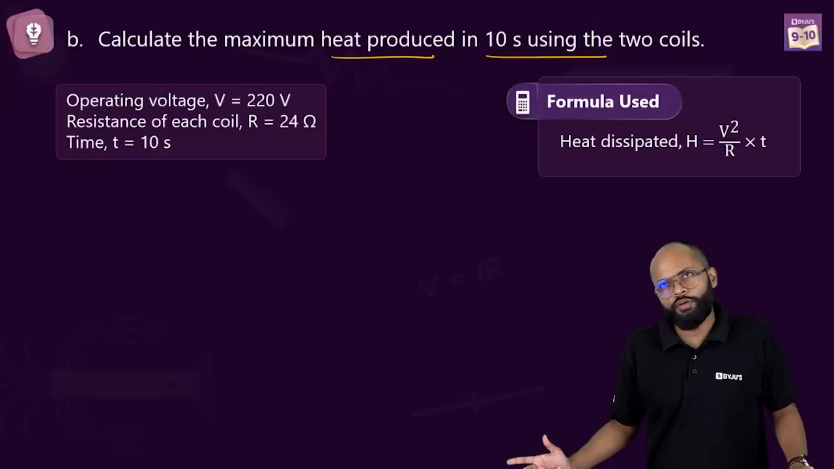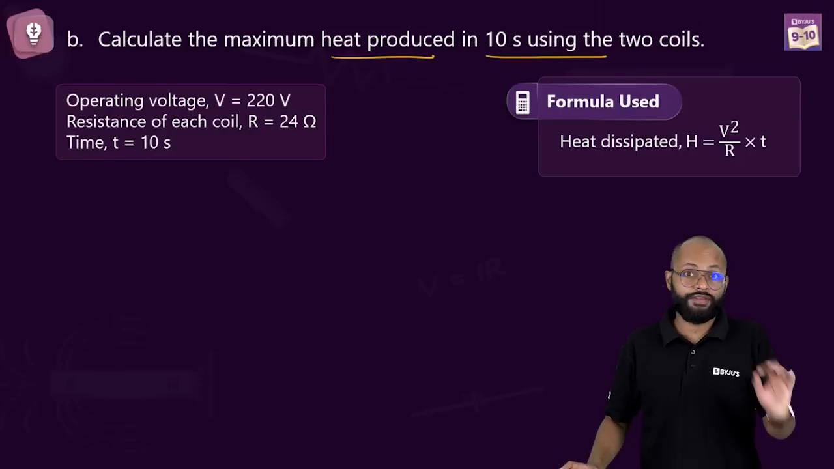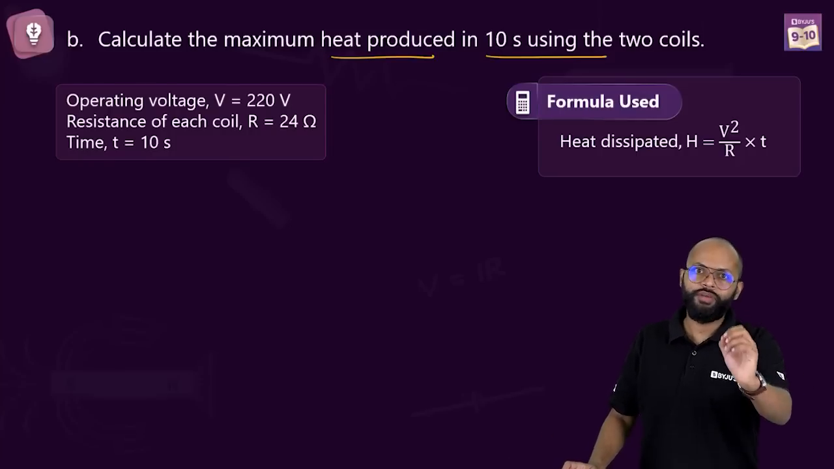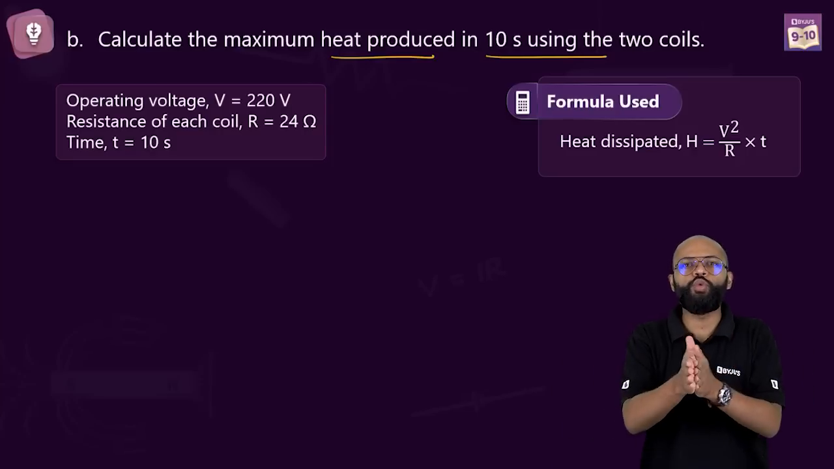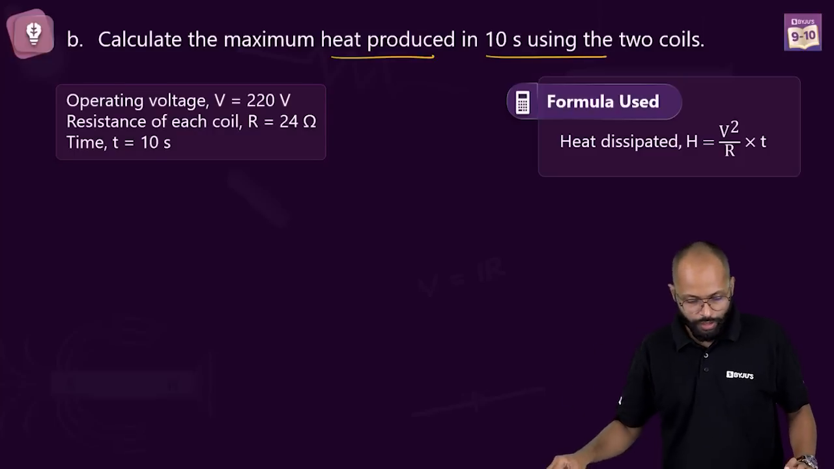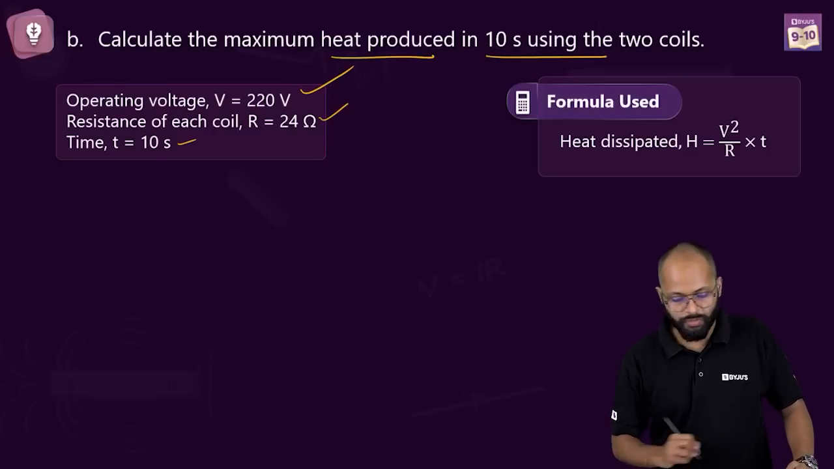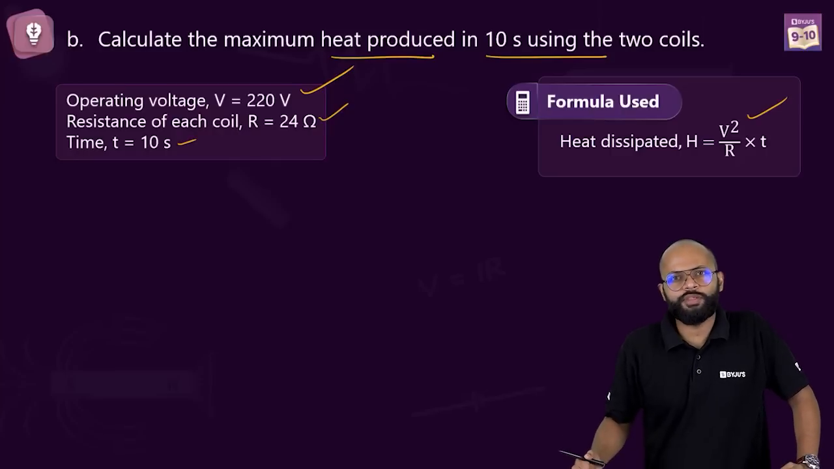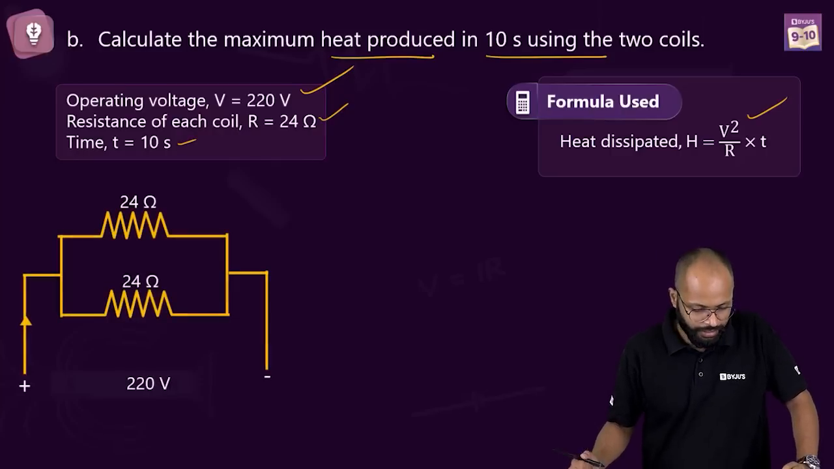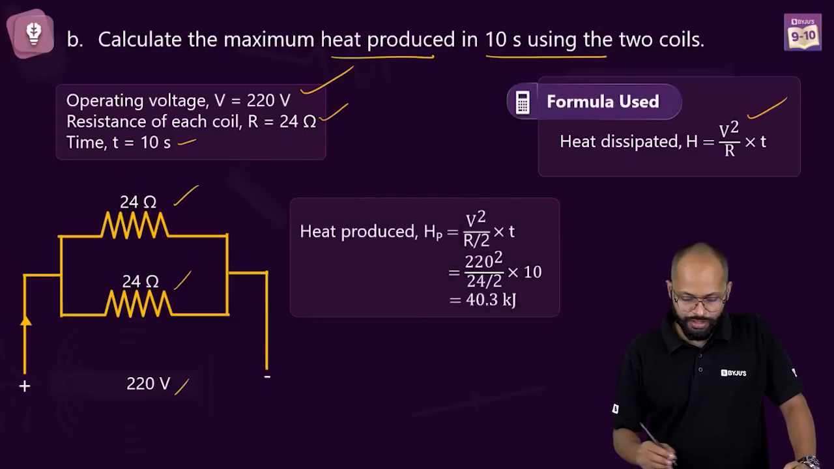Okay, fine. Next, calculate the maximum heat produced in 10 seconds using the two coils. Now, you have actually been given values this time. You have said parallel will give you more heat. Now they have given you time also. You just have to do maths. Physics is not there in this question. It's only math. Fine. Operating voltage is 220 volts. Each coil is 24 ohms. Time is 10 seconds. And this is the formula we are supposed to use. All right. Fine. So, parallel connection, put the values and get the answer.